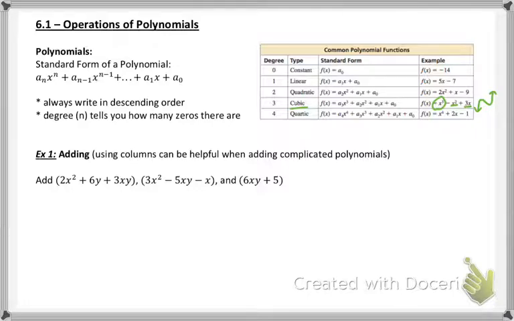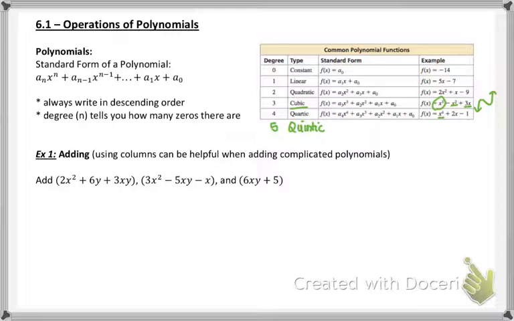And if the highest degree term is raised to the fourth power, we call that a quartic. And if it's raised to the fifth power, we call that a quintic. And that's just all the special names. Anything 6th power or more, so x to the 6, x to the 7, we just say it's a 6th degree polynomial or a 7th degree polynomial.